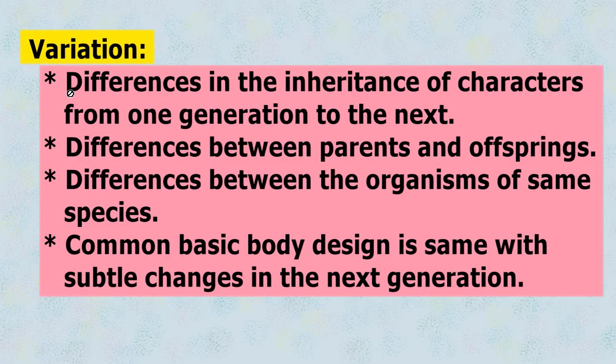What are variations? Differences in the inheritance of characters from one generation to the next. Differences between parents and offsprings. Differences between the organisms of same species. As you think of the human species, every human being is unique and different from the other. The common basic body design is the same in the entire species, but subtle changes in the next generations cause variations.